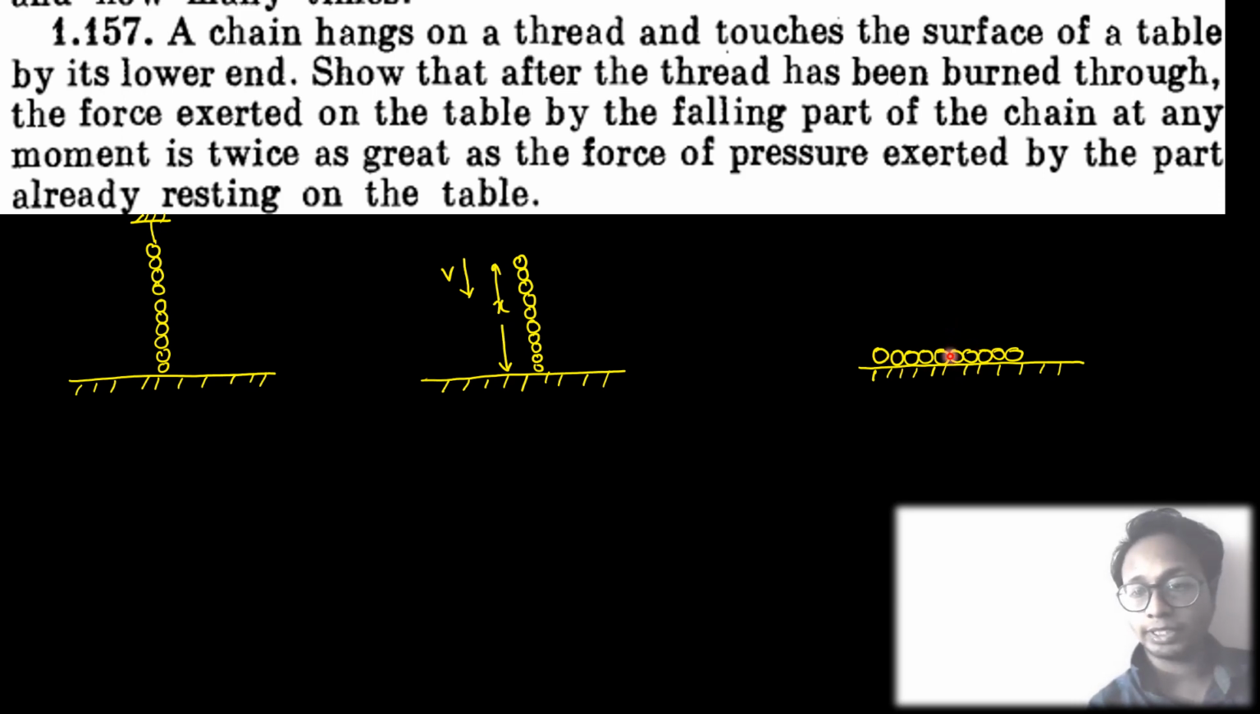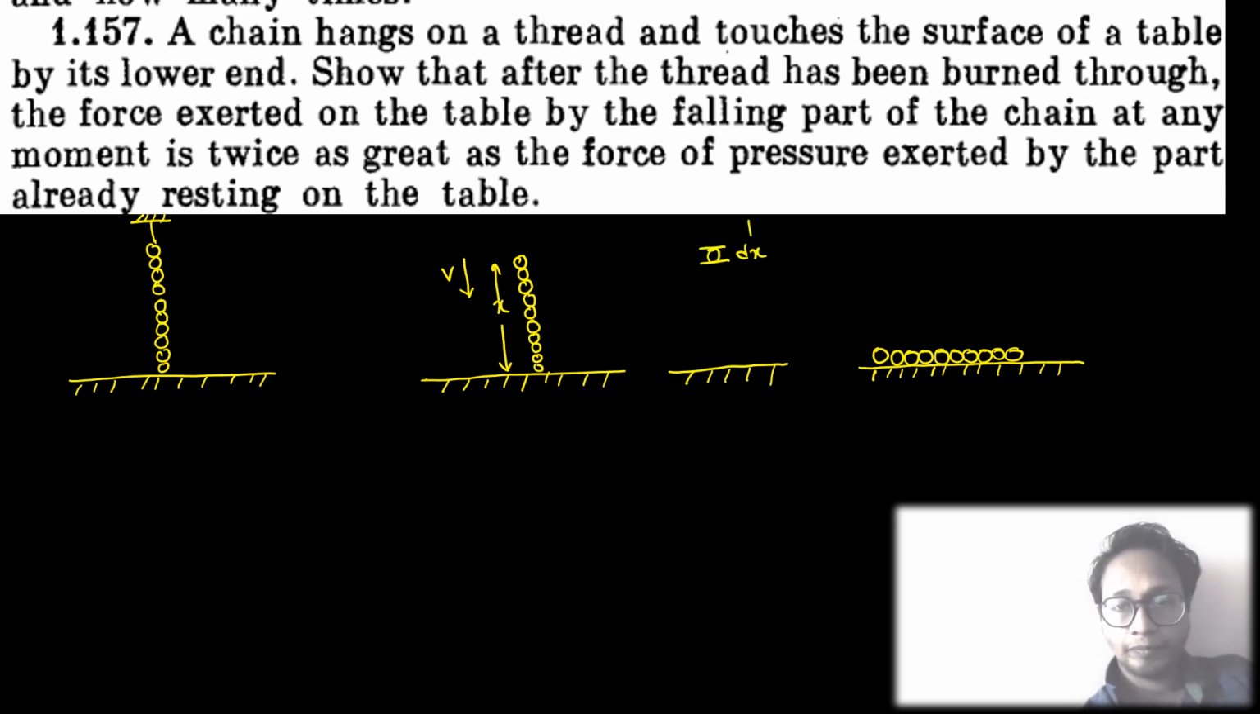Out here, what is the force exerted by the chain on the table? Mg. An equal and opposite reaction force would be the normal force. So the question is asking, show that while dropping, the force exerted by the chain on the table is 2mg, or twice of mg. And how do we do that? Let's take an element out here. Element means let's take an elemental length dx of the chain.